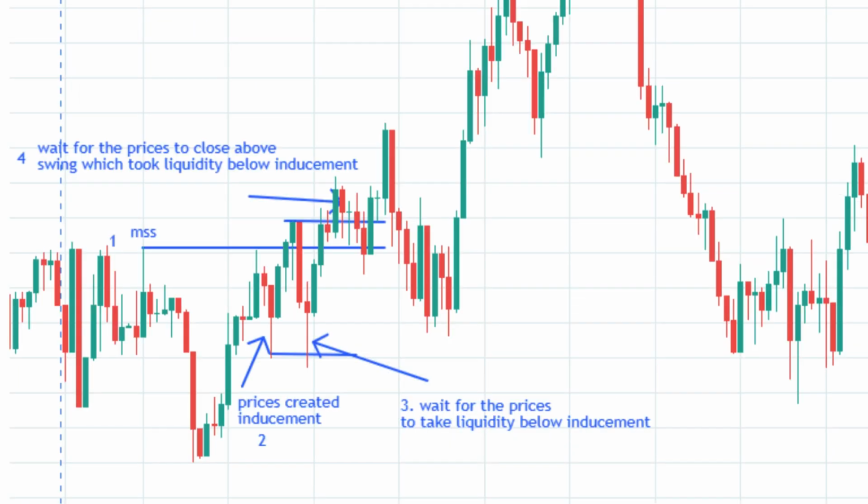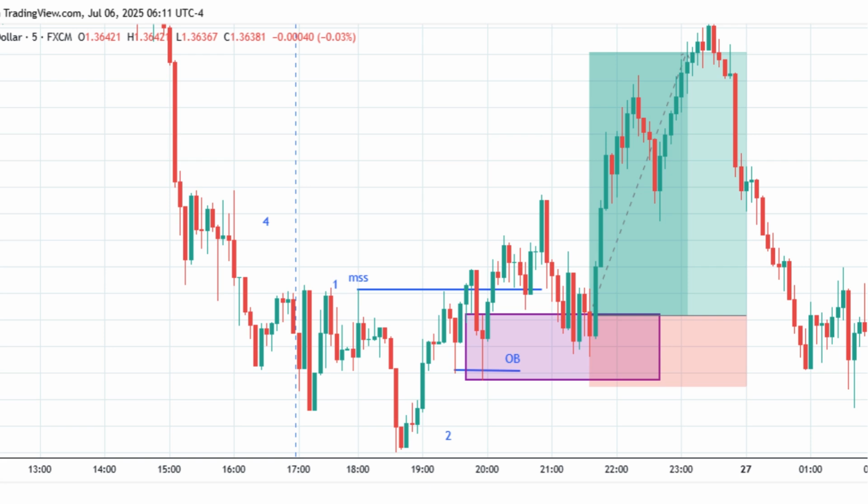Traders, in our fourth entry setup price formed a pullback before MSS. For this setup it is mandatory for the price to take liquidity below the inducement or pullback after MSS and close above the swing which took liquidity below the inducement, and then wait for the price to enter the order block which formed after the inducement.